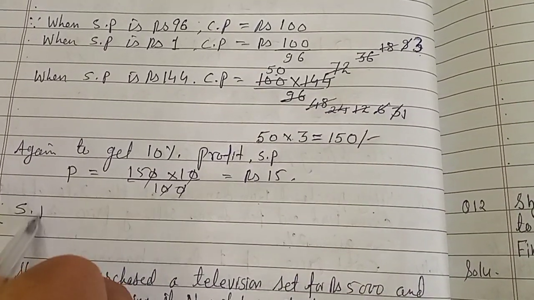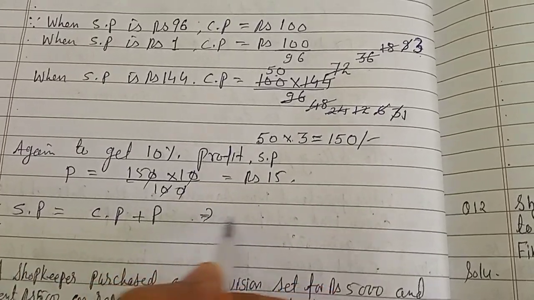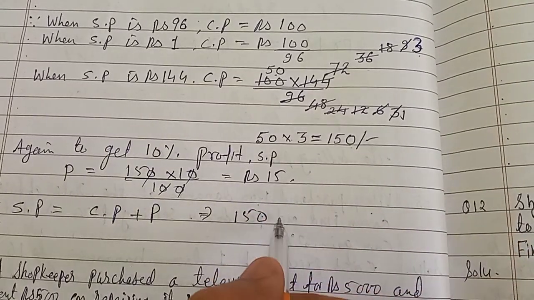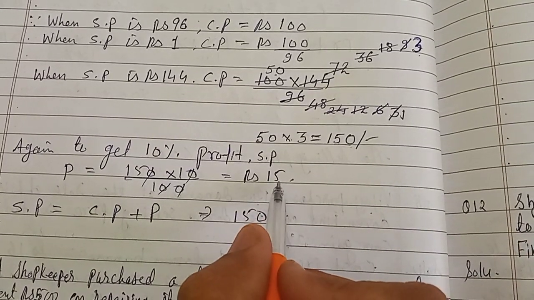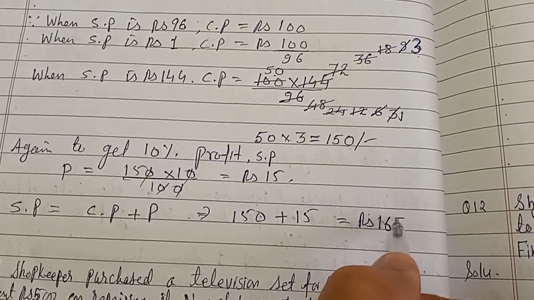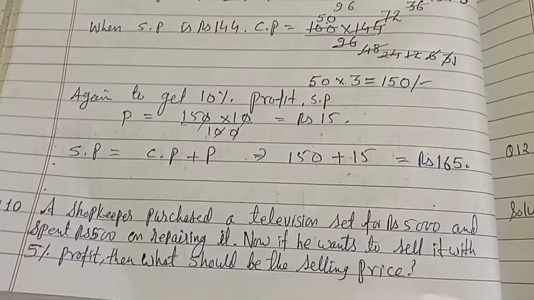We have to find selling price. The formula of selling price is cost price plus profit. What is the cost price? Cost price we got, that is rupees 150 plus profit 15, that is rupees 165. Is it clear?